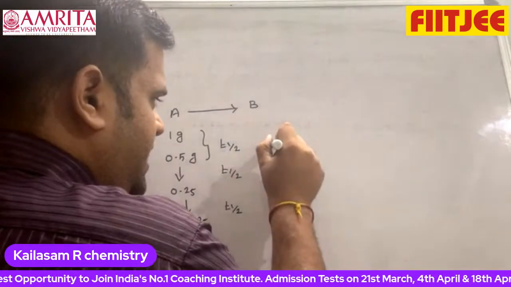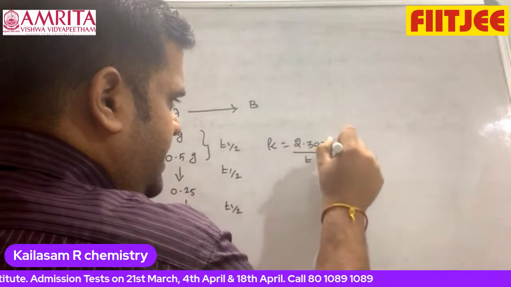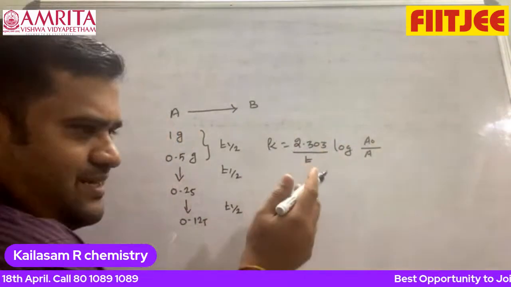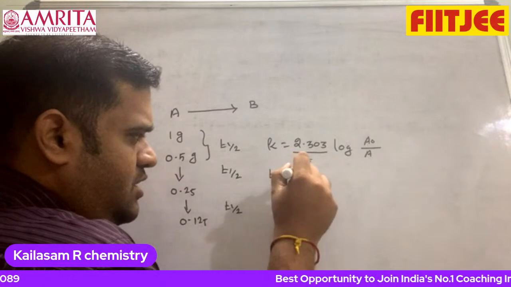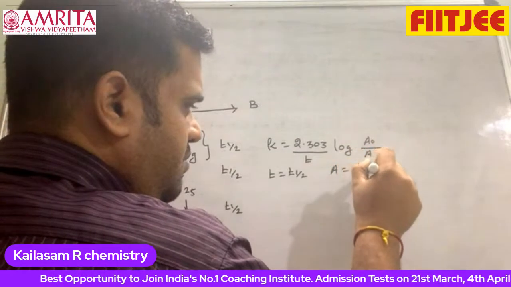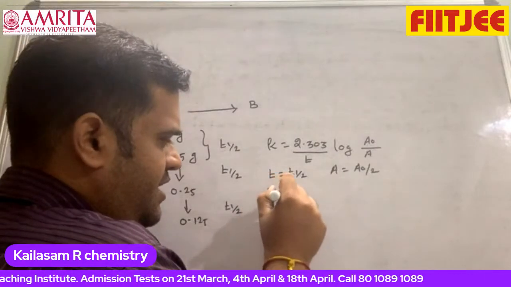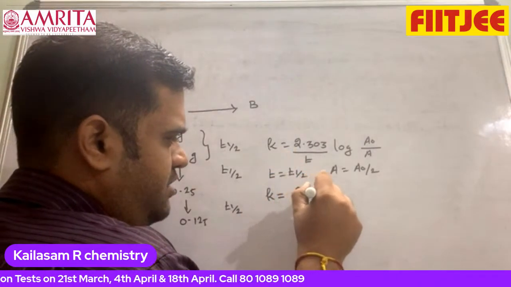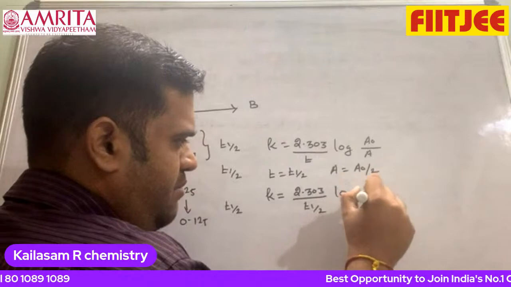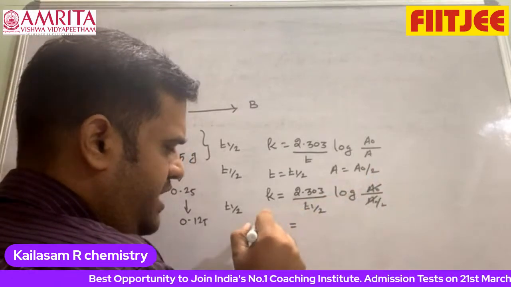Now I am going with K equal to 2.303 by t log of A naught by A. Now what is T half? I can say when t is equal to t 1 by 2, at 50% completion, obviously A is equal to A naught by 2. Now substitute in this equation: K equals 2.303 by T half log of A naught by A naught by 2, cancelled off.